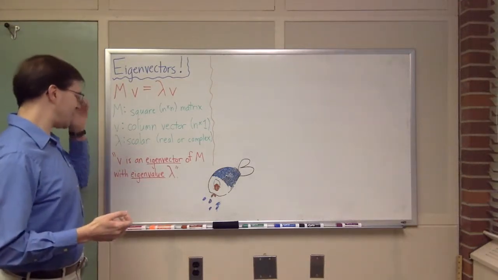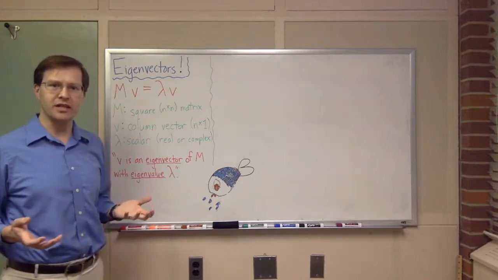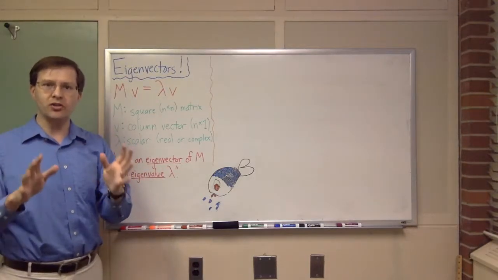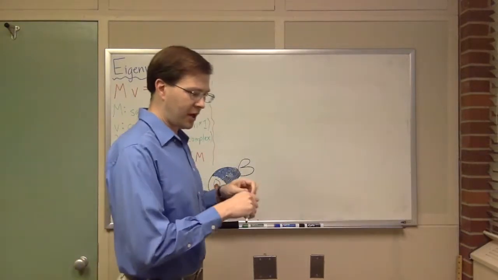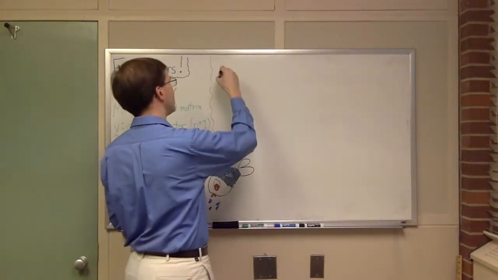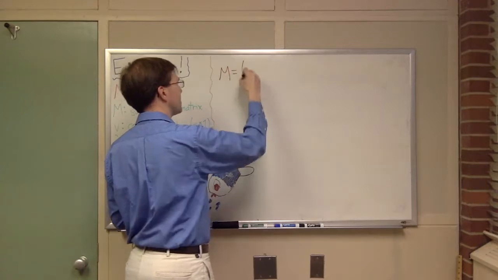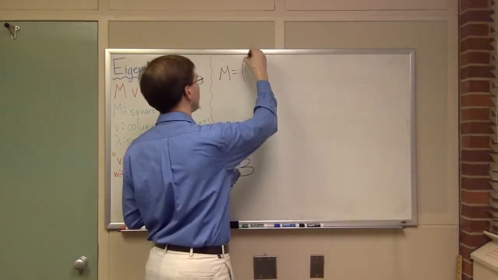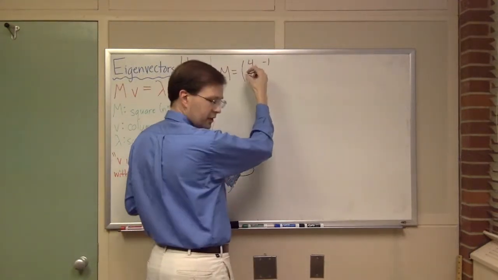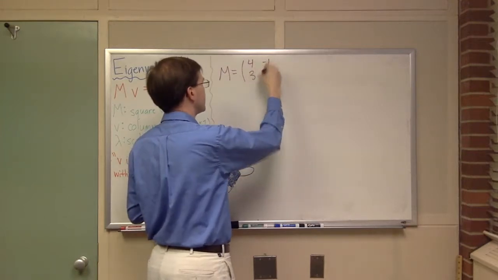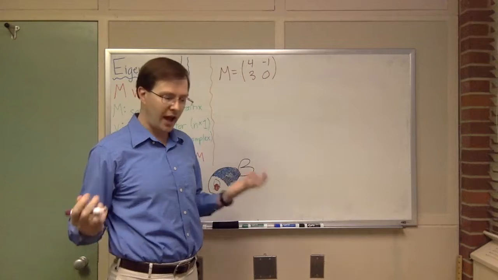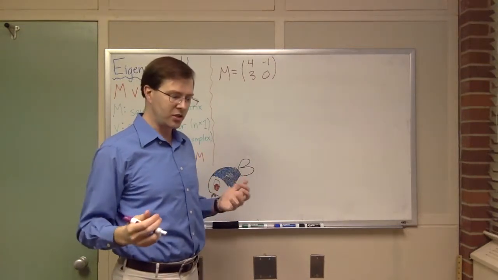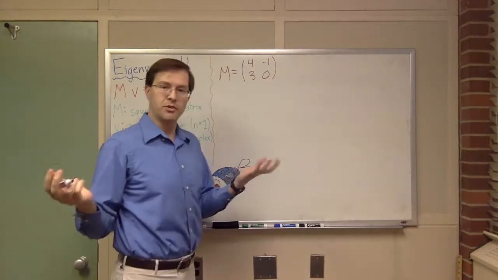So that is the idea of what an eigenvector is, and that seems very abstract. So let me just do some concrete examples. First concrete example, let me make my matrix M. I'm going to define it to be the following matrix: 4, minus 1, 3, 0. That's my matrix M. And I want to consider a handful of different vectors that I can use in all this.